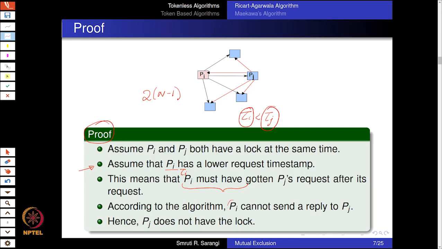Given that Pi could not have sent a reply to Pj, Pj would definitely not have gotten a reply from Pi, because Pi was the one with the earlier request and the lower timestamp. Consequently, Pi didn't send a reply to Pj, so clearly Pj's condition that it would have gotten a reply from everybody would not have held. Hence, Pj could not have acquired the lock. Given that, we have a straightforward contradiction over here.